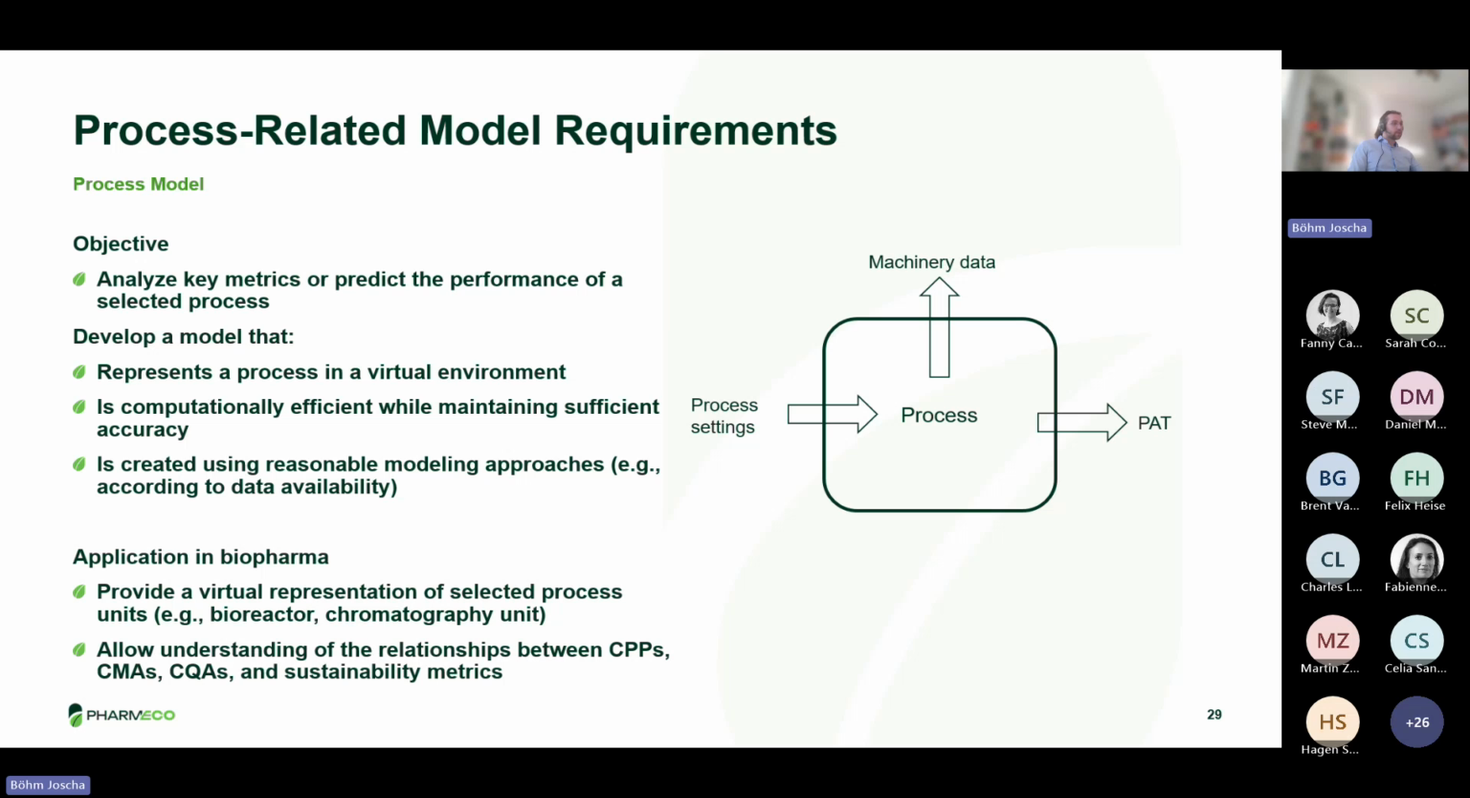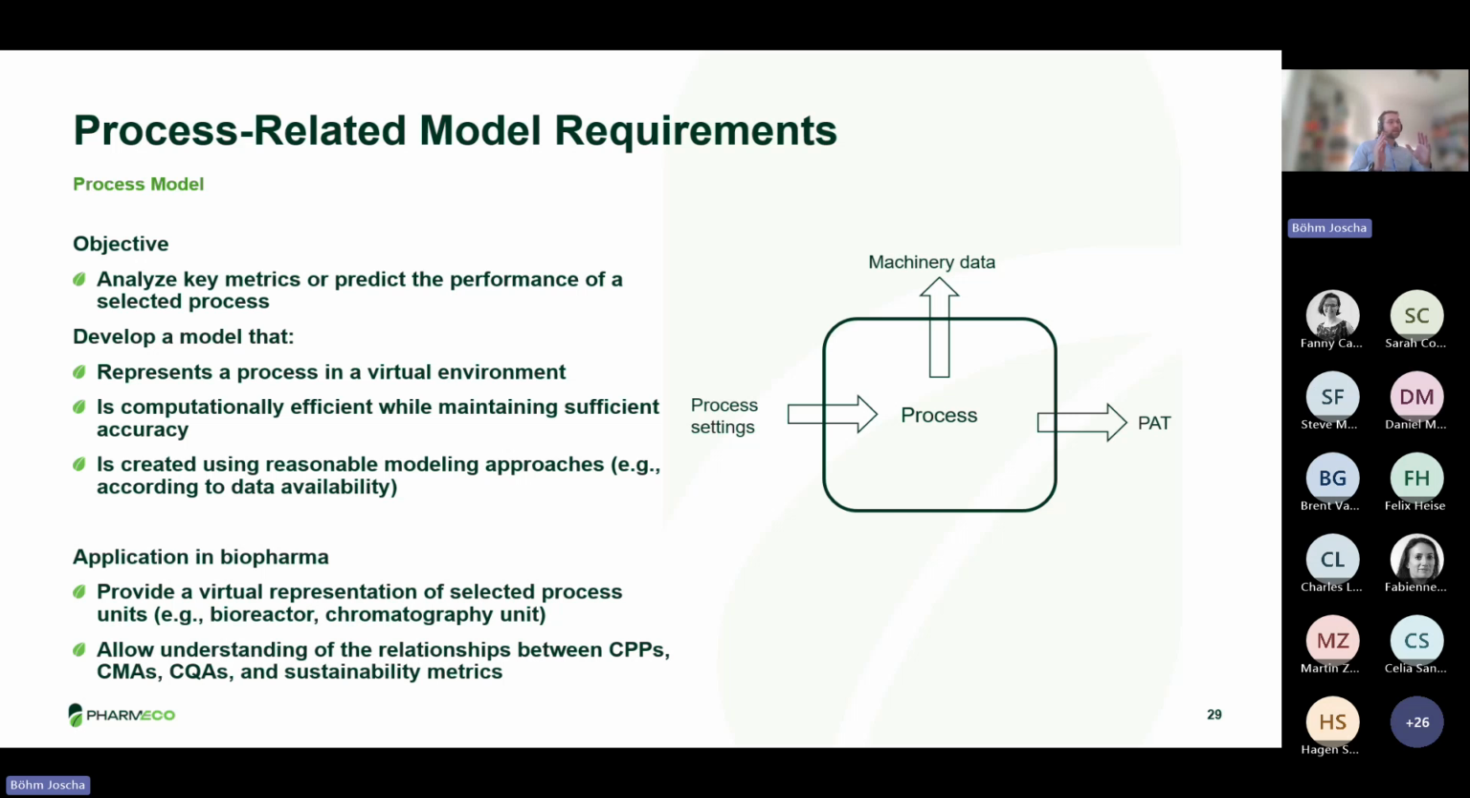What do we want to achieve with these kind of models? We want to achieve in the end that we can analyze some key metrics of the process, or that we can predict performance inside the selected process. So really to know what is going on in the process in a virtual environment. And therefore, we need to develop a model that has certain aspects. And the first thing is we want to have it in the virtual environment. Usually, if we have process data, if we know what is coming out or what we want to have there, we need some time dynamic dependencies included there.